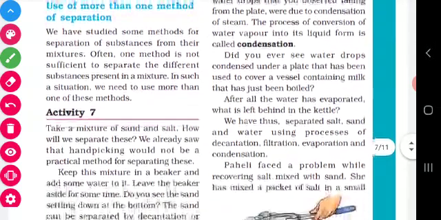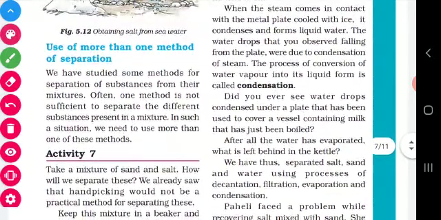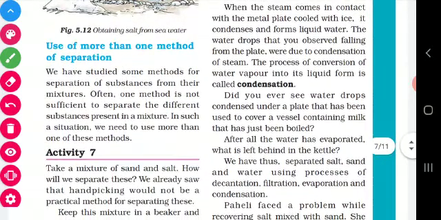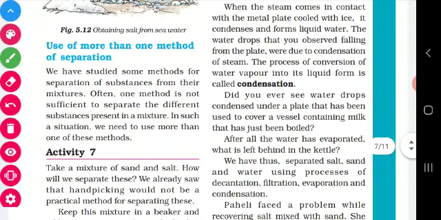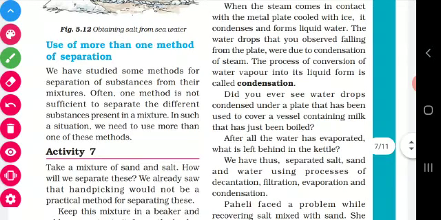Can we apply any one of the techniques? We have seen many techniques now: threshing, winnowing, decantation, filtration, sedimentation, evaporation. Can we use any one technique alone?